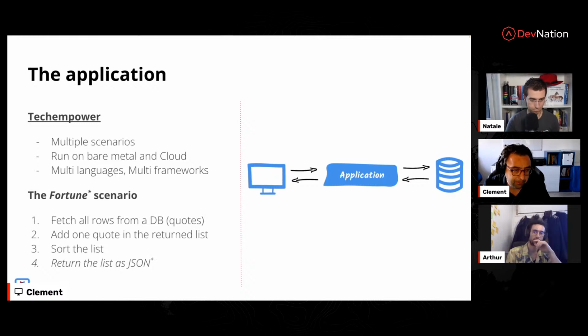What we have implemented is a variant of the Fortune scenario. The Fortune scenario by default is just fetching all the rows from a database, quotes. So it's very similar to what we just showed you. The difference is that in the scenario, you need to add a quote to the returned list and sort the list, so it creates some CPU work. In our variant, we are returning the list as a JSON object. The official version of Fortune is producing an HTML page using a server-side template engine, but it has no interest in our case, so we simplified it to do the JSON mapping instead.